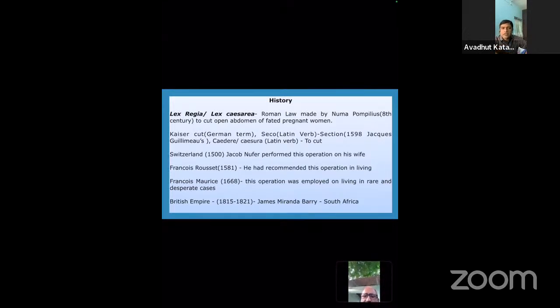The word caesarean came from the Latin verb caedere, or caesura. And the word section is also from a Latin verb. The meaning of section and caesar is to cut.